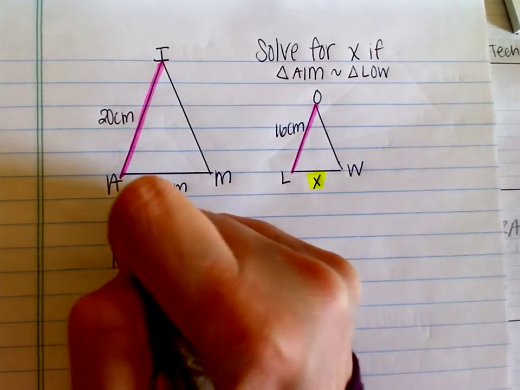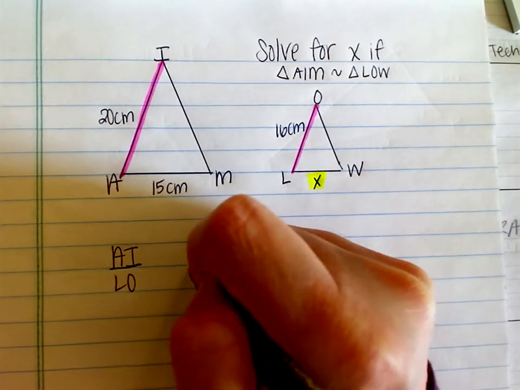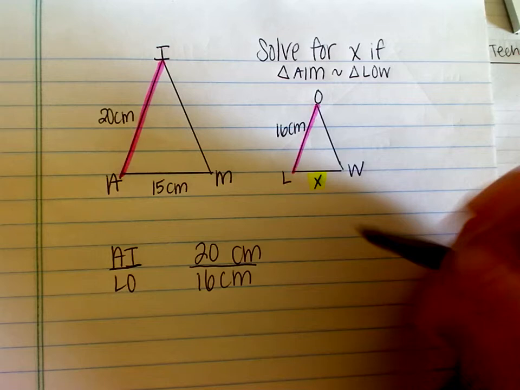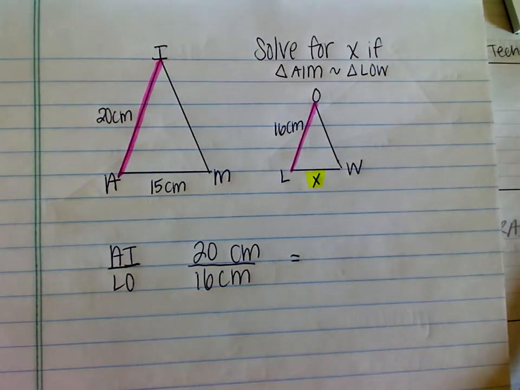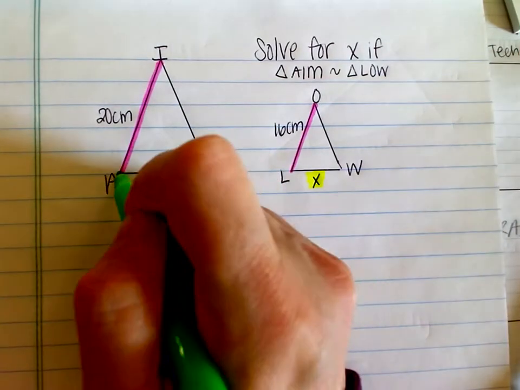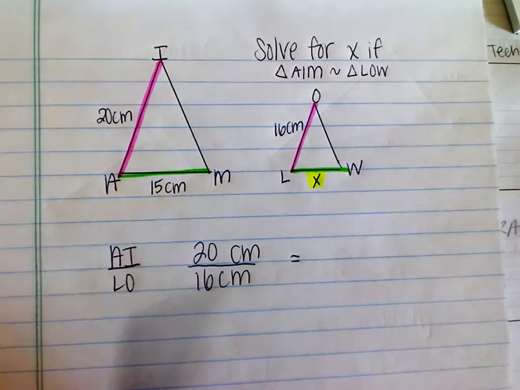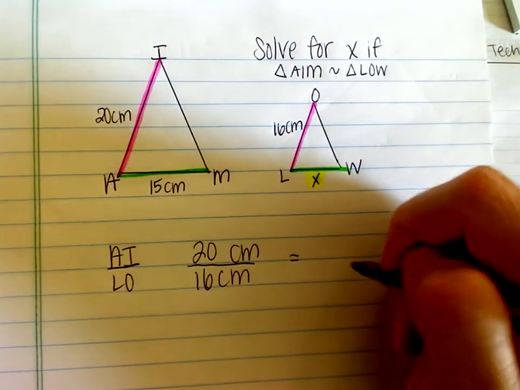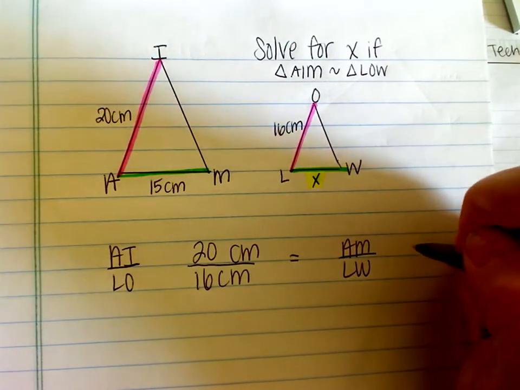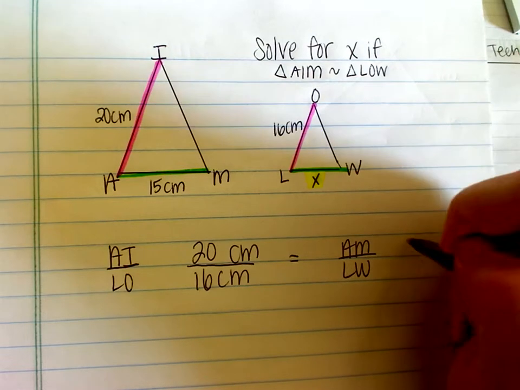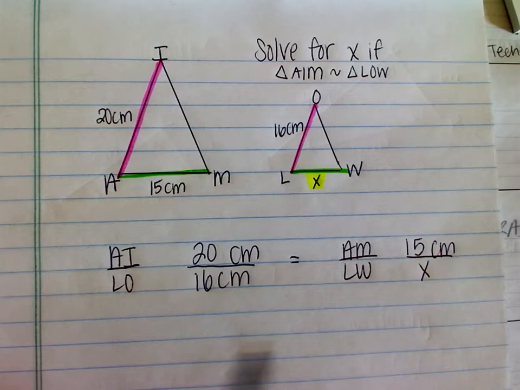So we're going to set up a proportion, AI over LO, which is 20 centimeters over 16 centimeters. And that has to equal side AM and LW. So because triangle AIM is on the top, it stays on the top, so side AM corresponds to LW. And since we know that AM is 15 centimeters, we're going to solve for LW.